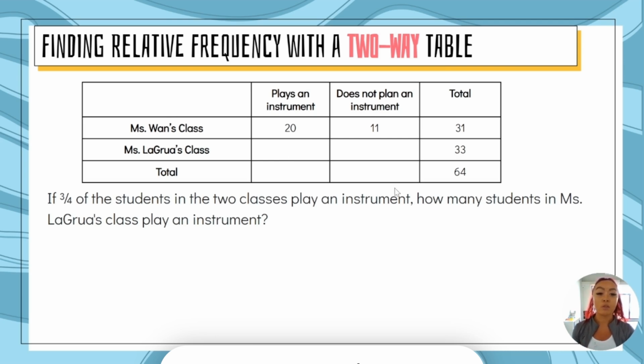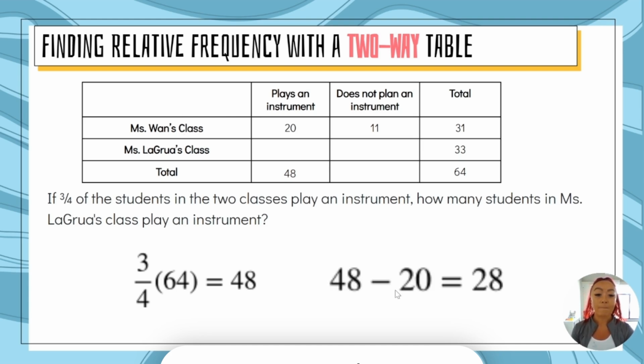So the total students in both classes is 64. So let's find three-quarters of 64. So if you multiply 64 by three-fourths, you get 48. So that gives us our total here. They want to know how many of those students are in Miss LaGrua's class, right? Well, we know 20 of those students are in Miss Wan's class. So we can just do 48 minus 20, which is 28. So 28 of those students are in Miss LaGrua's class.